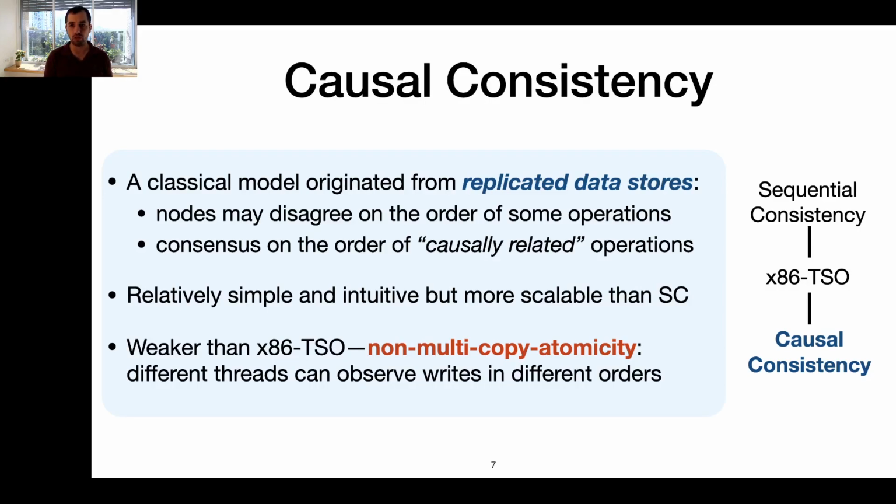Intuitively, it allows nodes to disagree on the order of writes to memory, as long as they all agree on the order of what is called causally related writes. This results in a model weaker than sequential consistency, in the sense that it allows more behaviors, and also weaker than x86, where the main difference is that causal consistency is non-multi-copy atomic. It allows different threads to observe different writes in different orders.